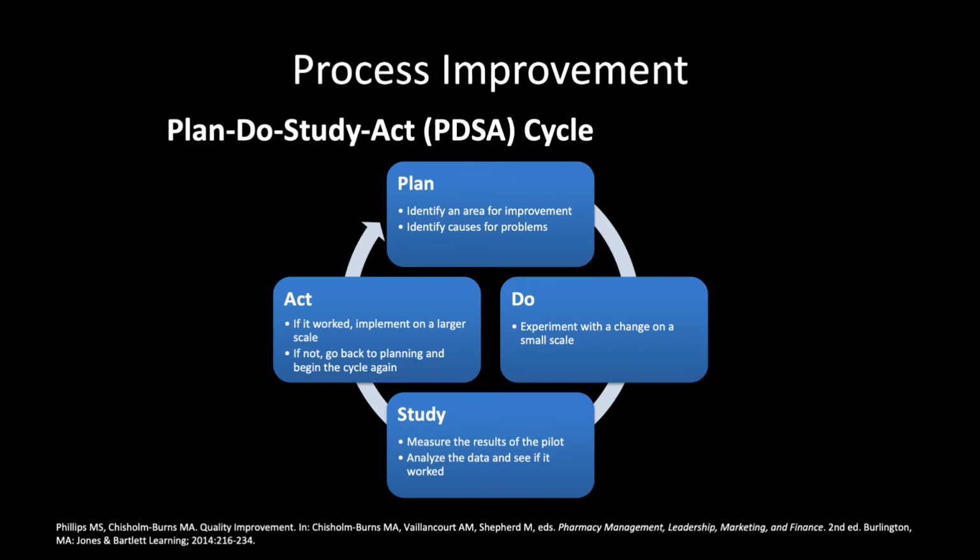We start with planning. So we want to identify an area for improvement and try to find what causes there may be for problems that we want to see if we can address. Once we've identified a problem and something that we can possibly do to address the problem, we would then experiment with a change on a small scale. And after a period of time with our pilot, we want to measure the results, right? We want to see if the data actually changed, if the intervention worked. Based on those initial results, then we may act further and try to implement those changes on a larger scale. If not, we may go back to the drawing board and start planning and begin the cycle all over again.